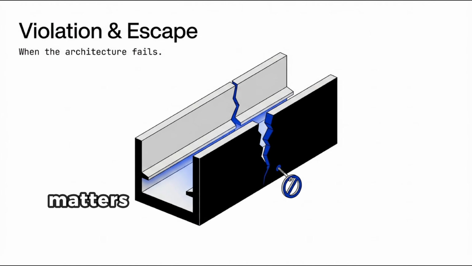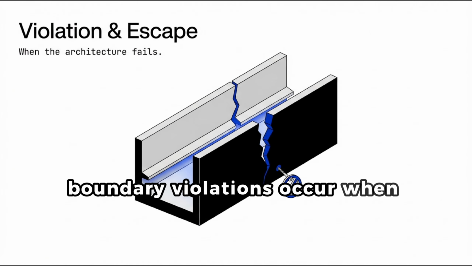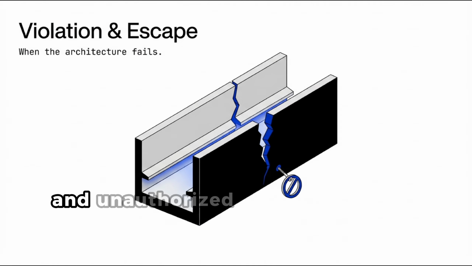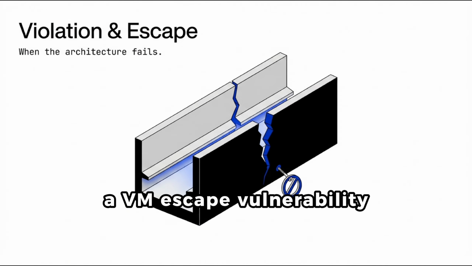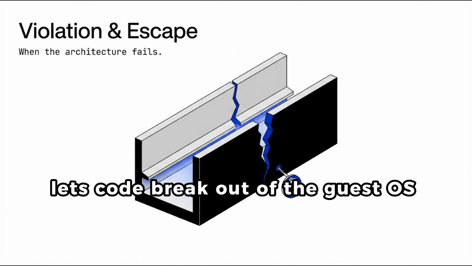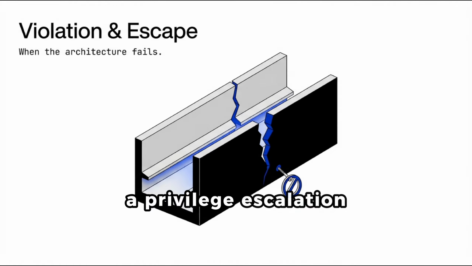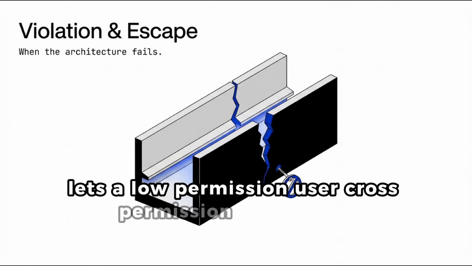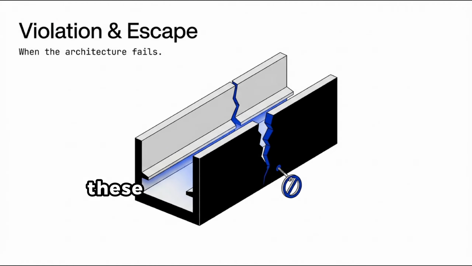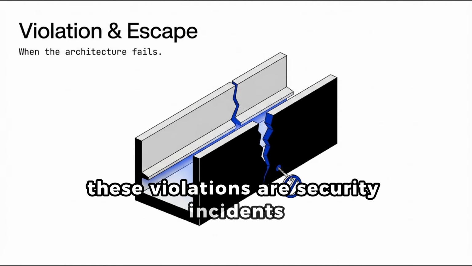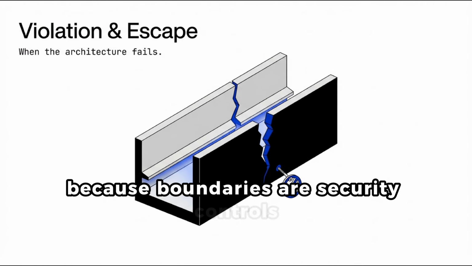Understanding boundaries matters most when things go wrong. Boundary violations occur when security breaks down and unauthorized crossing happens. A VM escape vulnerability lets code break out of the guest OS boundary and reach the hypervisor. A privilege escalation lets a low-permission user cross permission boundaries they shouldn't. These violations are security incidents because boundaries are security controls.